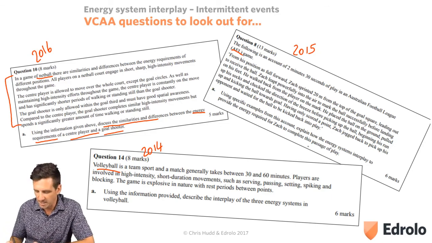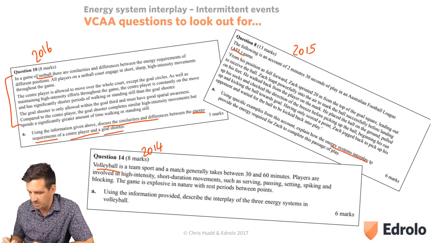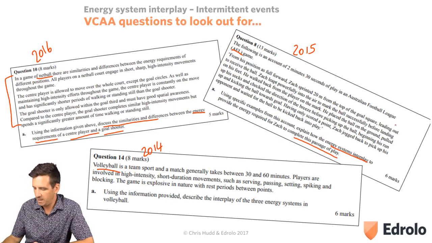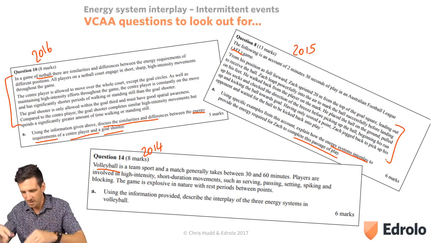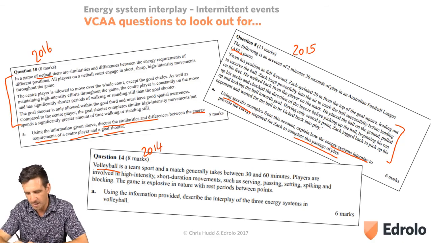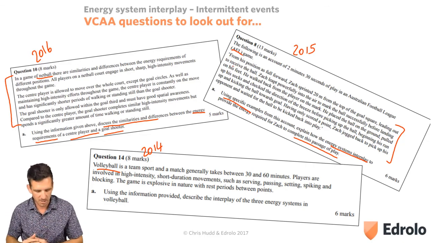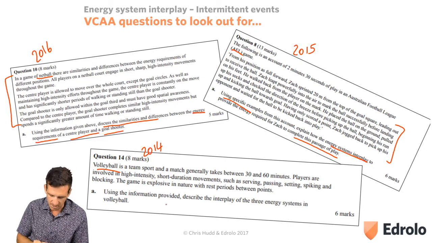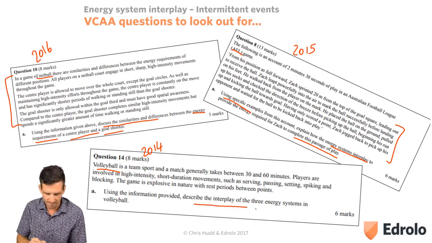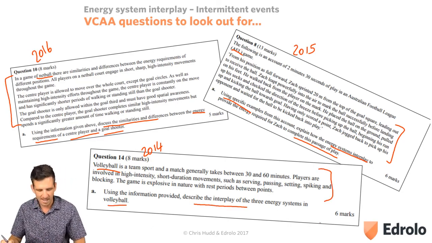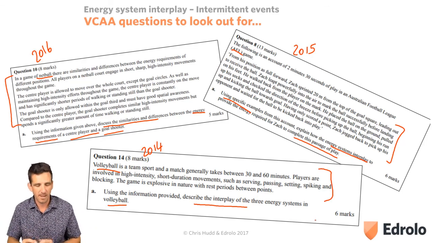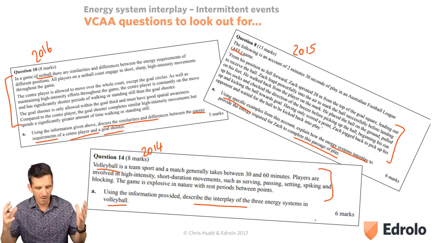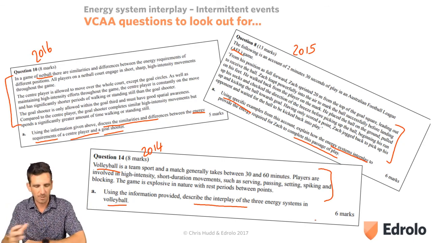2015, using examples from the account, explain how the energy system interplay provided energy for Zach to complete this AFL passage of play, using all that energy system knowledge and grabbing bits of information from the question to provide a response. 2014, using the information provided, describe the interplay of the systems in volleyball. Again, talking about the energy systems in an intermittent team sport. It's basically been 4 years of the same concept across 4 different sports.